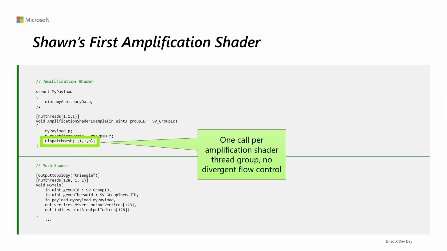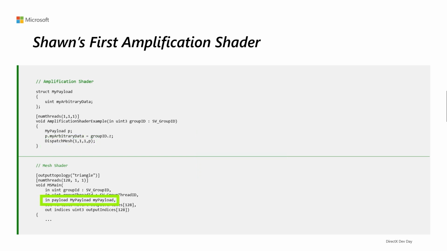There's only one payload struct, and all of the amplification shader threads are working together to decide what that should be. And then when the Mesh Shader starts up, it takes in that payload struct as data, and it can proceed to work just as before.